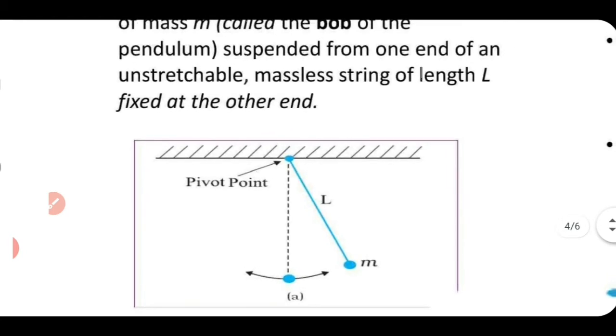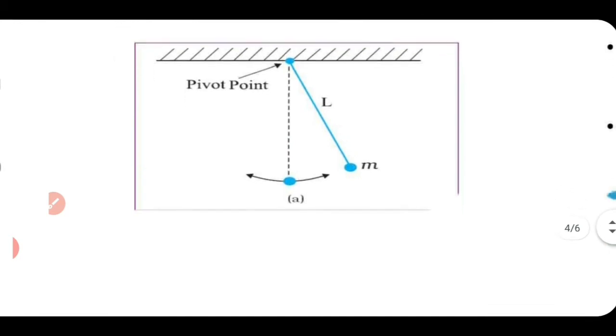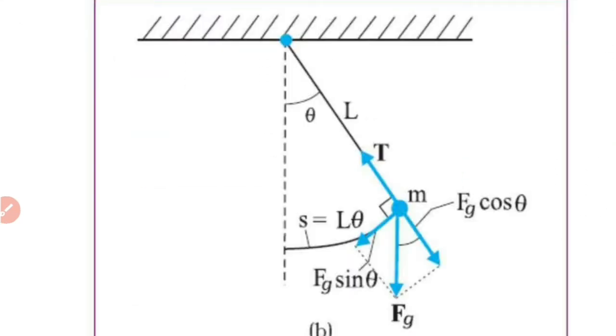Now length of the string or length of the pendulum means the distance from the point of suspension to the center of gravity of that bob. Now if we take the bob to one side and release, that bob will execute oscillations which are simple harmonic. We are going to prove that those oscillations are simple harmonic.